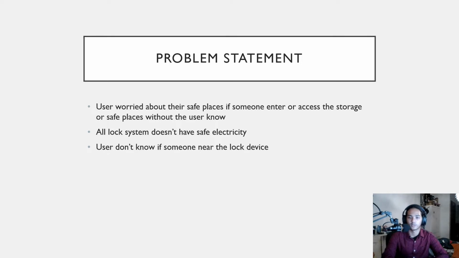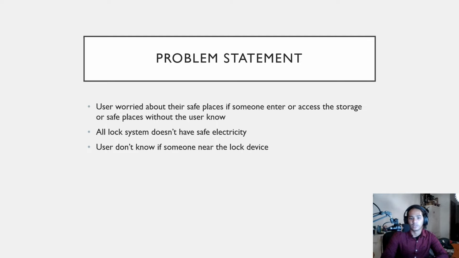What is the problem statement for my project? Firstly, users worry about their safe place if someone enters or accesses the storage or safe place without the user knowing. Next, all lock systems don't have safe electricity.